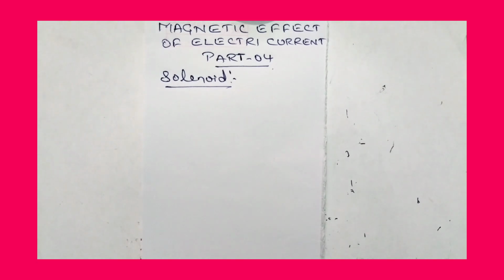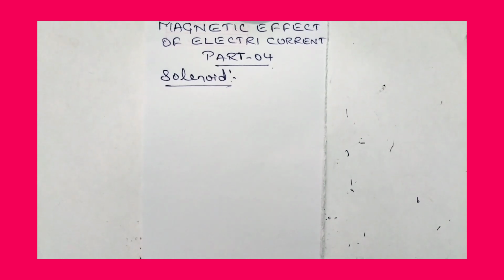We also studied on what factors the magnetic field strength depends. It depends upon the magnitude of the current and upon the number of turns of the coil. It is directly proportional to both. If you increase the magnitude of the current, the magnetic field strength also increases. As you increase the number of turns of the coil in the circular loop, the magnetic field strength also increases. All this we studied in the last video, part 3.